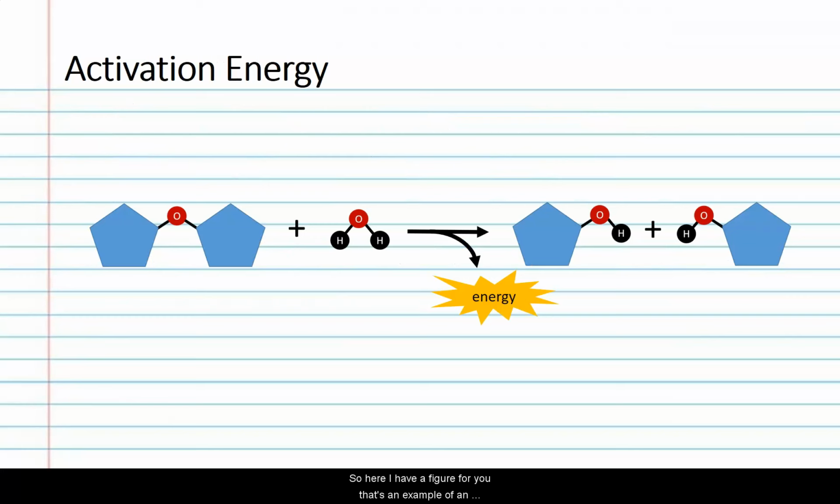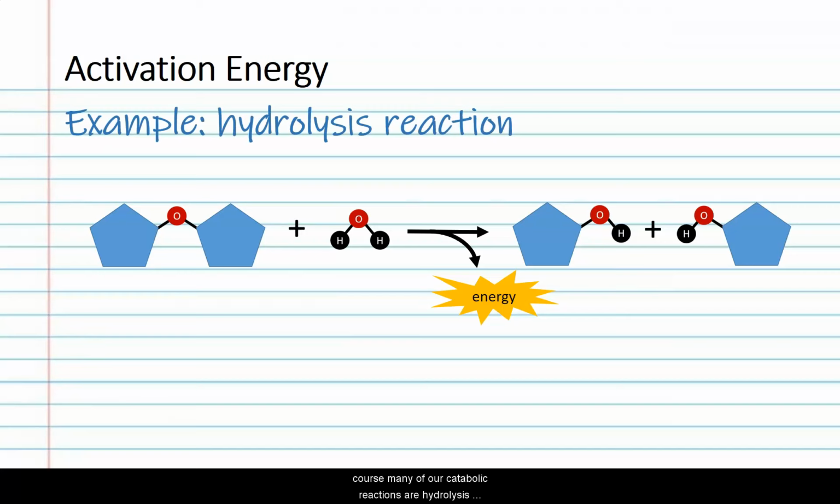So here I have a figure for you that's an example of an exergonic reaction where it has a negative delta G, right? It's energetically favorable. You can see energy is being released. And this is a hydrolysis reaction, right? So, of course, many of our catabolic reactions are hydrolysis reactions because those are the chemical reactions that are used to break down our polymers, right? By adding a molecule of water.